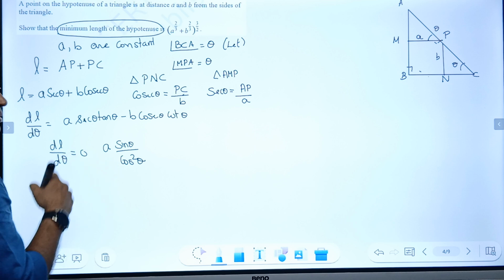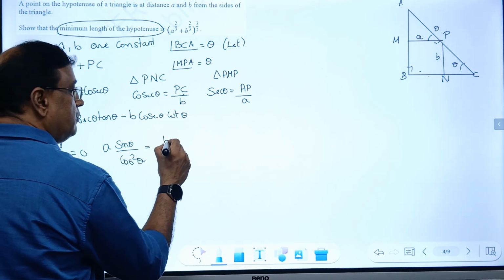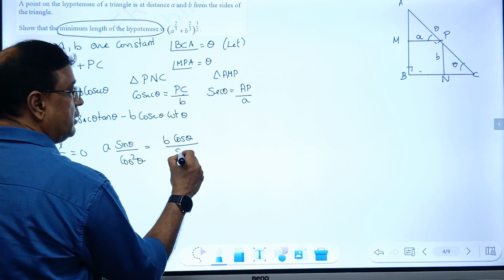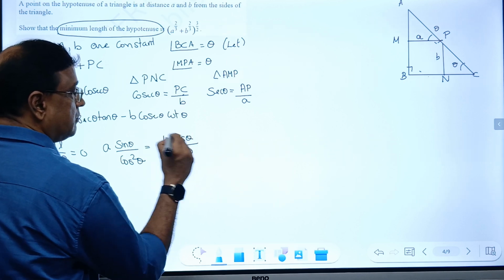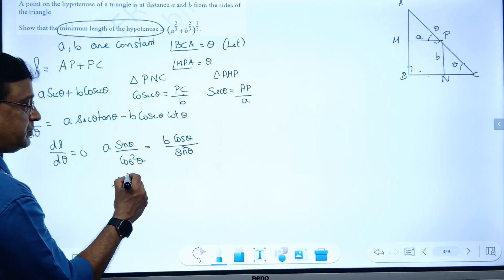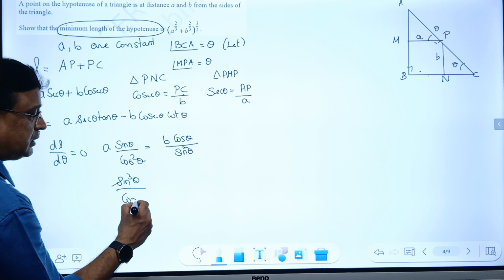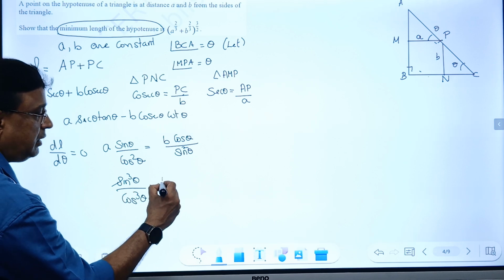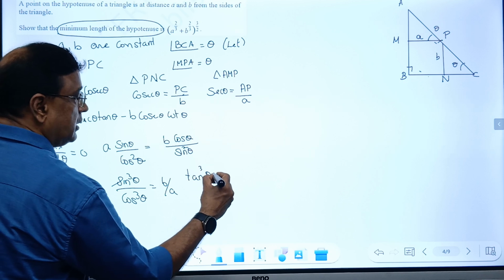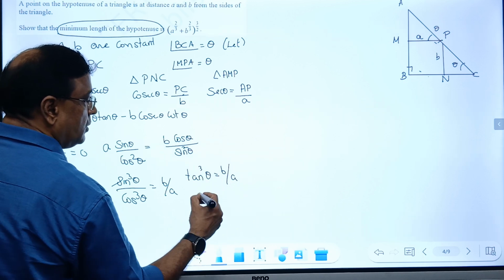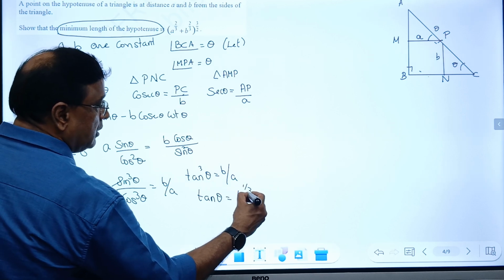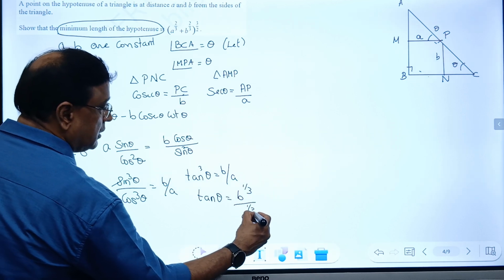So you get sine by cos square theta equal to B into cot theta, which is cos theta by sine theta. Cosecant, there's already one more sine, so it is sine square theta. If you cross multiply, I get sine cube theta by cos cube theta equal to B by A. So obviously tan cube theta equal to B by A. So what is tan theta? Tan theta is B power 1 by 3 by A power 1 by 3.